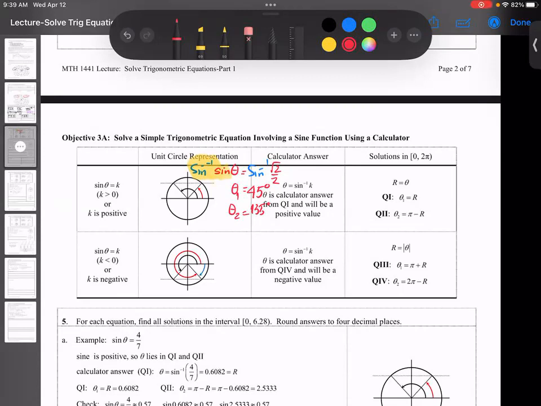See those steps right here? Frankly, I never remember these. I don't need to, and I'll tell you why I don't need to.